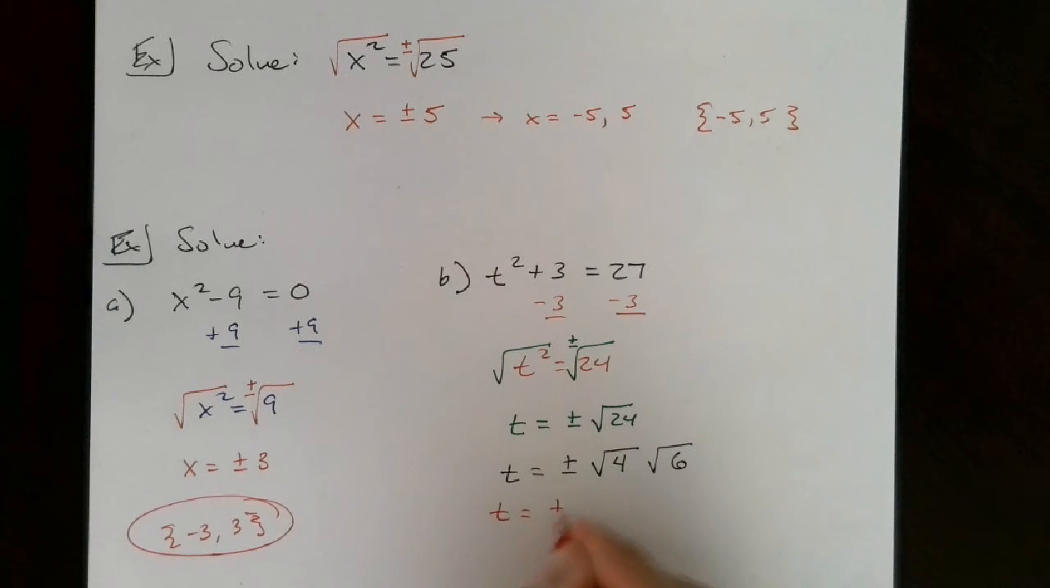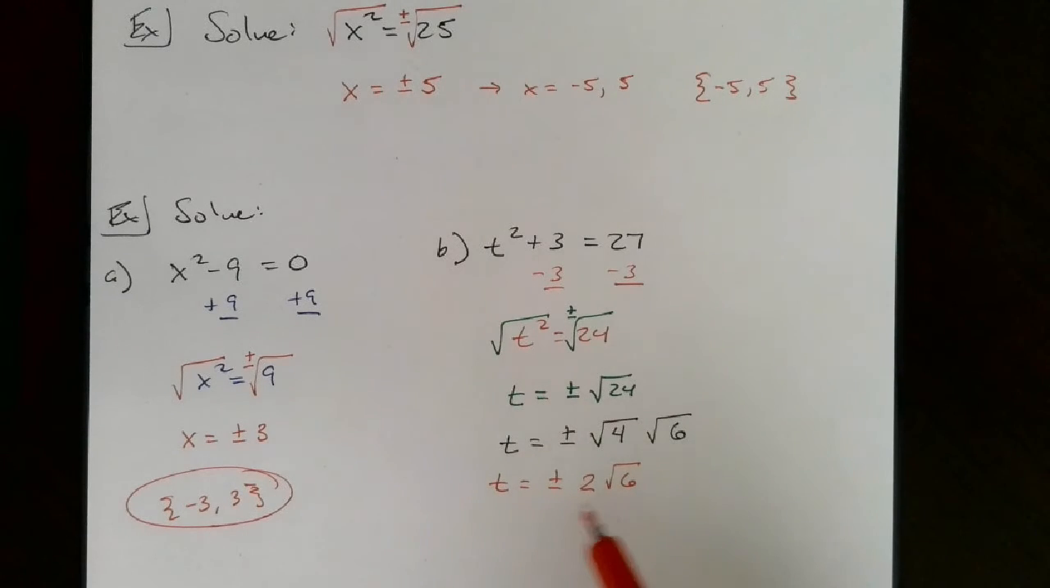We end up with t equals plus or minus the square root of 4, which is 2, and then the square root of 6. The non-perfect piece stays the same, so t equals plus or minus 2 square root of 6. Don't move this plus or minus. It's not in between here. The plus or minus is still in front. So this is how many answers? Well, it's two answers, right?